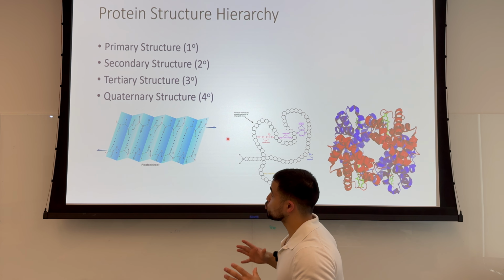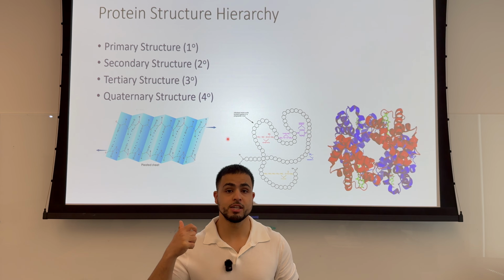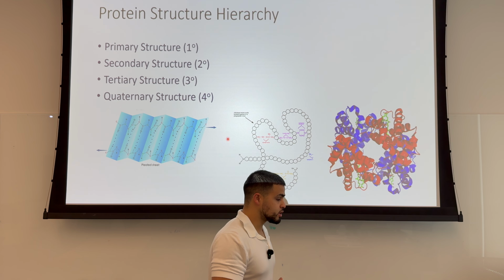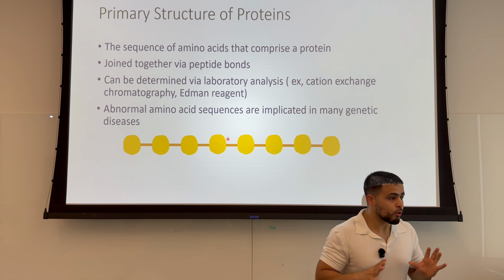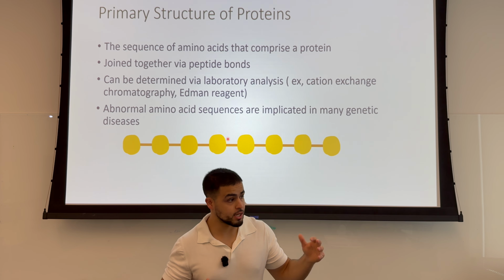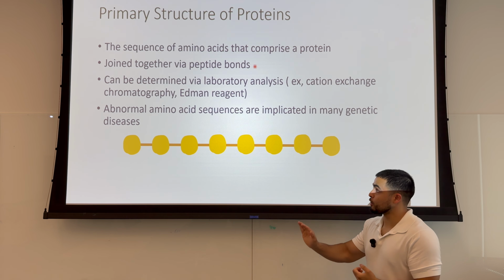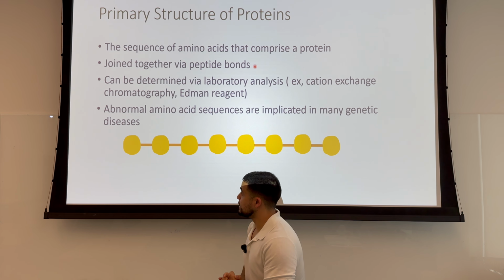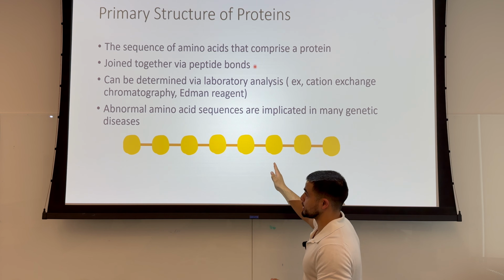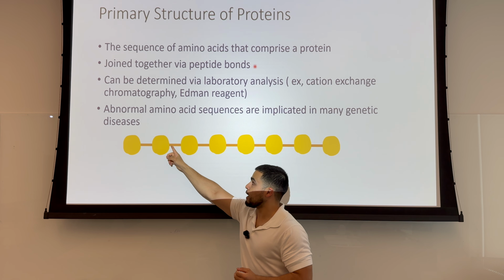When we think about protein structural hierarchy, we think about four broad categories: the primary, secondary, tertiary, and finally the quaternary structure. So we're going to get into each of these on subsequent slides. The primary structure of proteins is the sequence of amino acids that comprise said protein. So these amino acids are joined together via peptide bonds. So if you look at our little cartoonish schematic over here, this is a polypeptide sequence, or the primary structure of a protein. And you can see the individual amino acids joined with one another via these peptide bonds.